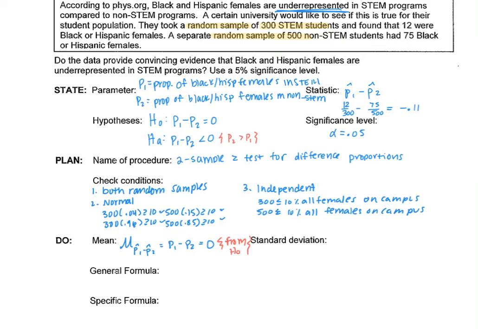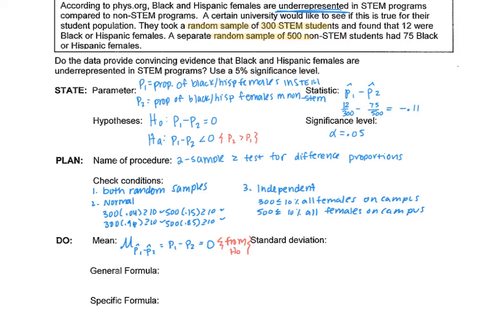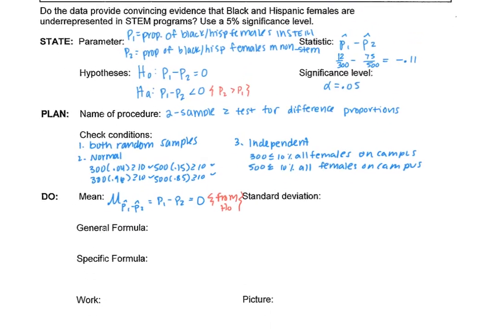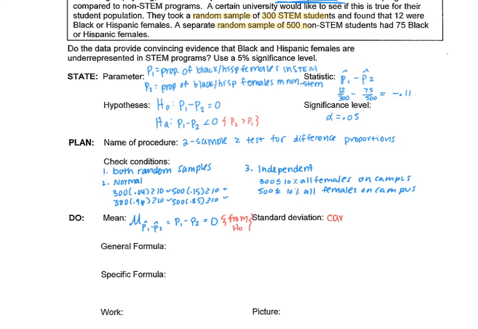Now, our standard deviation is a little bit tricky, because if you remember from when we did one sample, we got the p for our standard deviation from the null hypothesis. But now our null hypothesis value is 0, so we can't use that number. So what we have to do is calculate the pooled, or combined, p hat. We can't use p1 minus p2 equals 0, because then our standard deviation will be 0. So we're going to calculate something new.